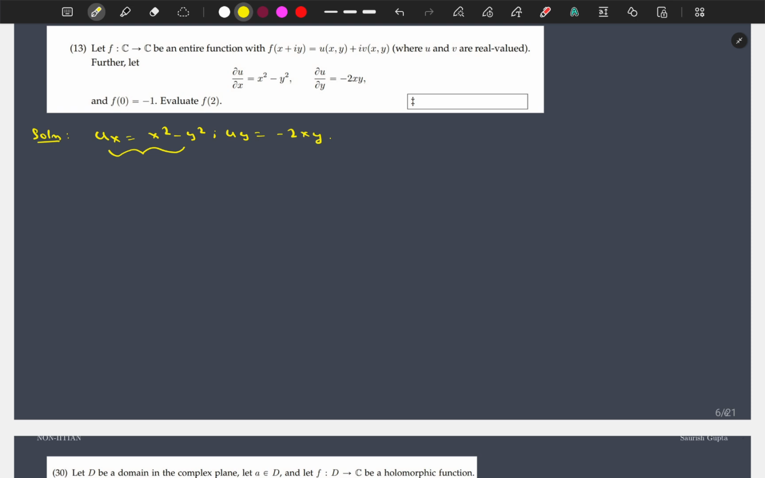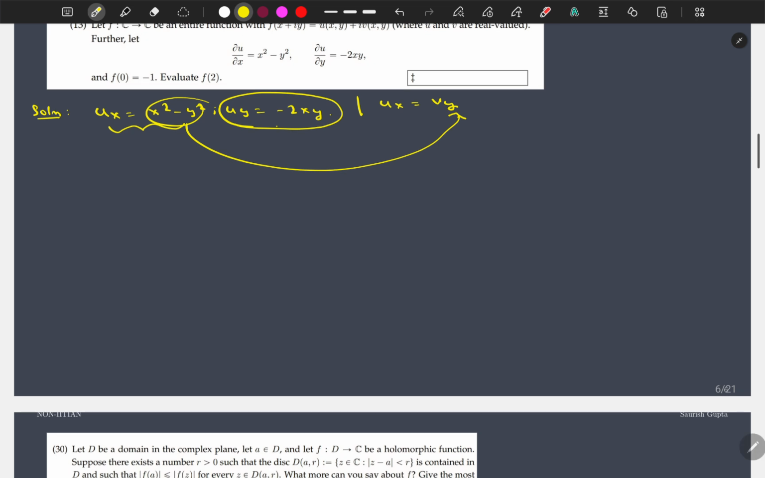The constant would obviously be depending upon y if you integrate it partially with respect to x. And then you can use the CR equations, because you have u_x equal to v_y, so this should also be the derivative of v with respect to y. And similarly, you can use the Cauchy-Riemann equations to get the expression for the partial derivative of v with respect to x from here. But there is a shorter method, which is called the Milne-Thomson method.